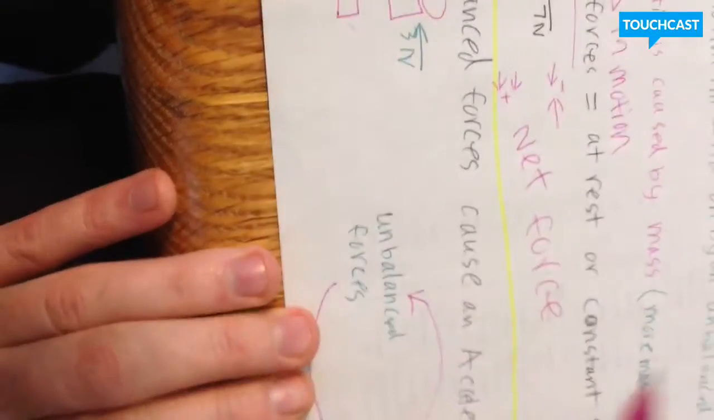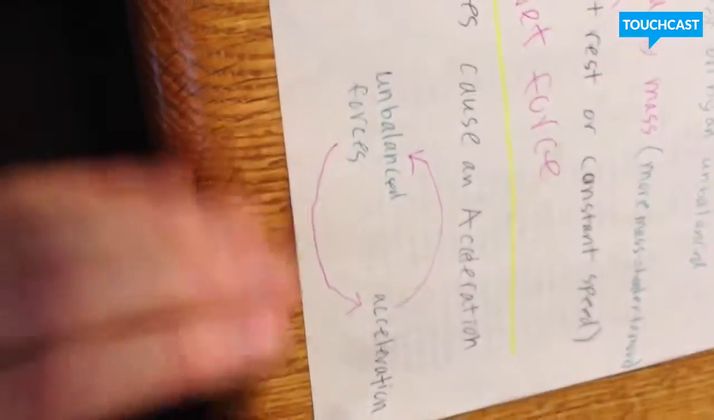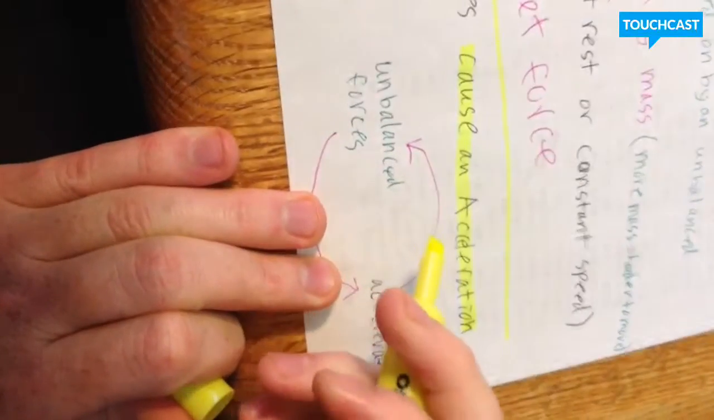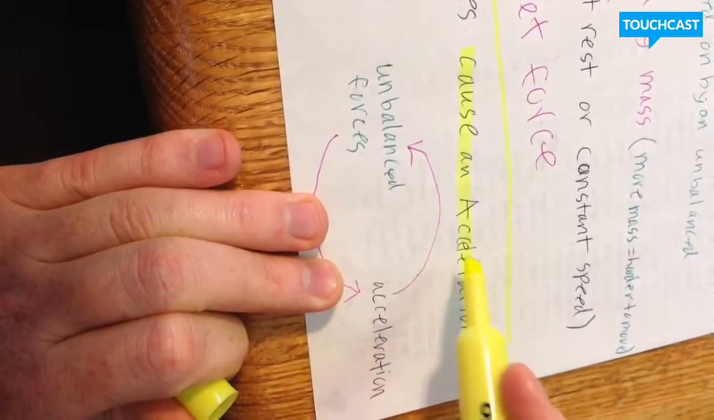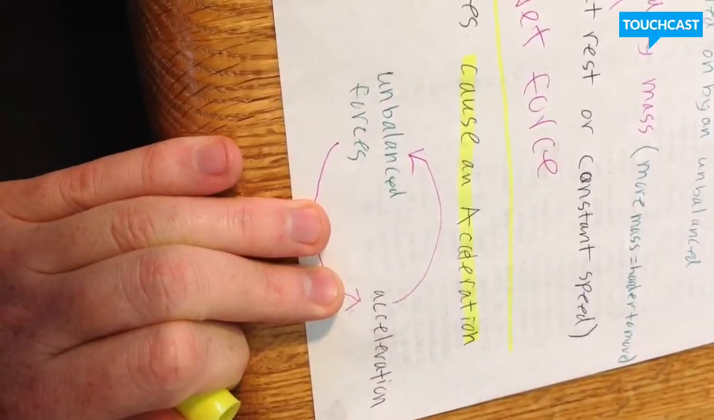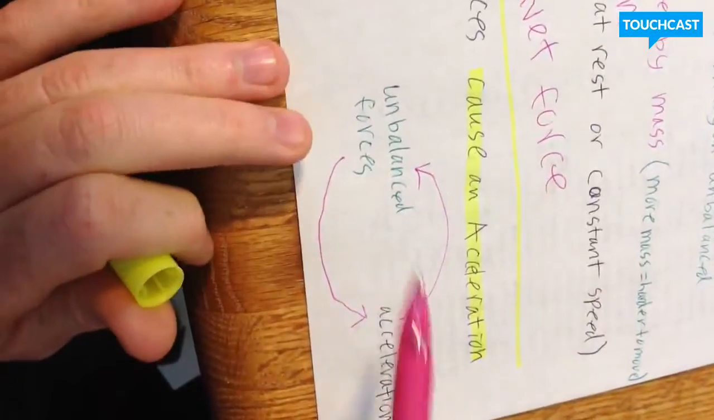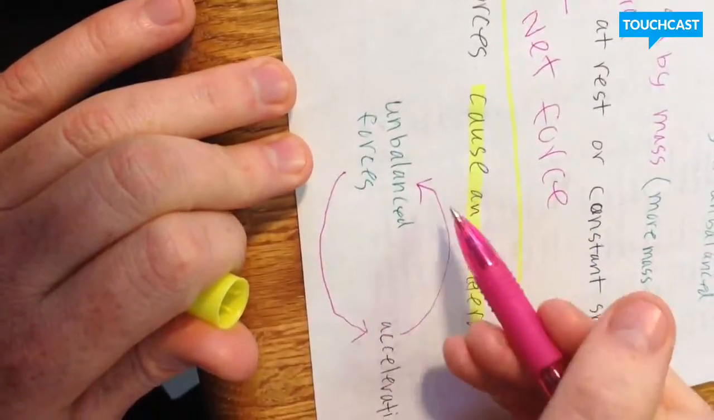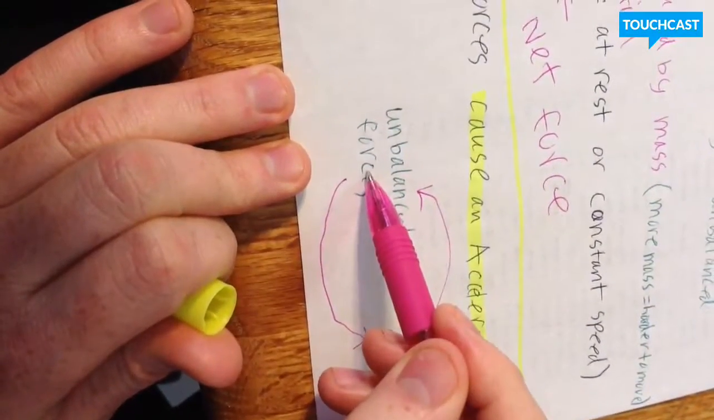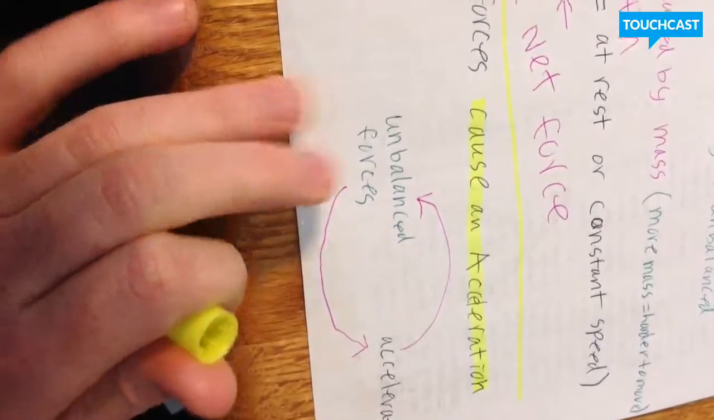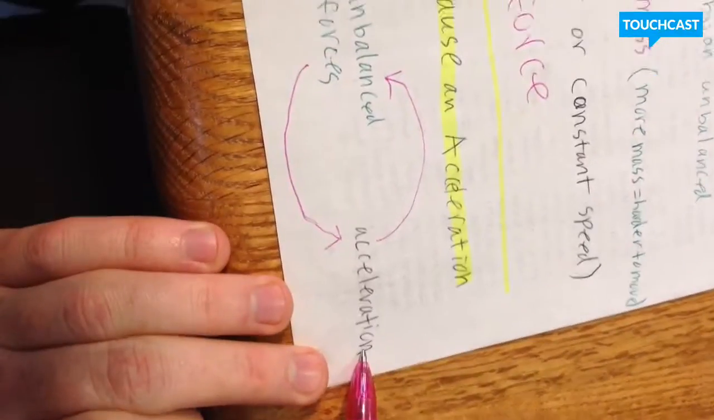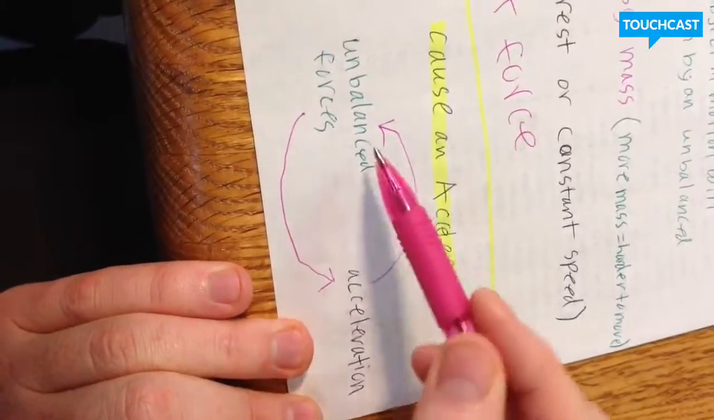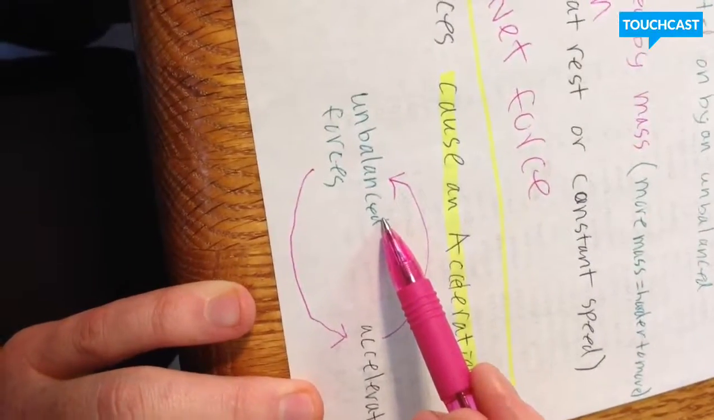Now, an unbalanced force will cause an acceleration. So if y'all look here, basically the unbalanced force will cause an acceleration. Sorry about the messy handwriting there. So everyone, if you haven't already, draw this little circle thing. If you have an unbalanced force, it'll cause an acceleration. If you have an acceleration, you know there is an unbalanced force.